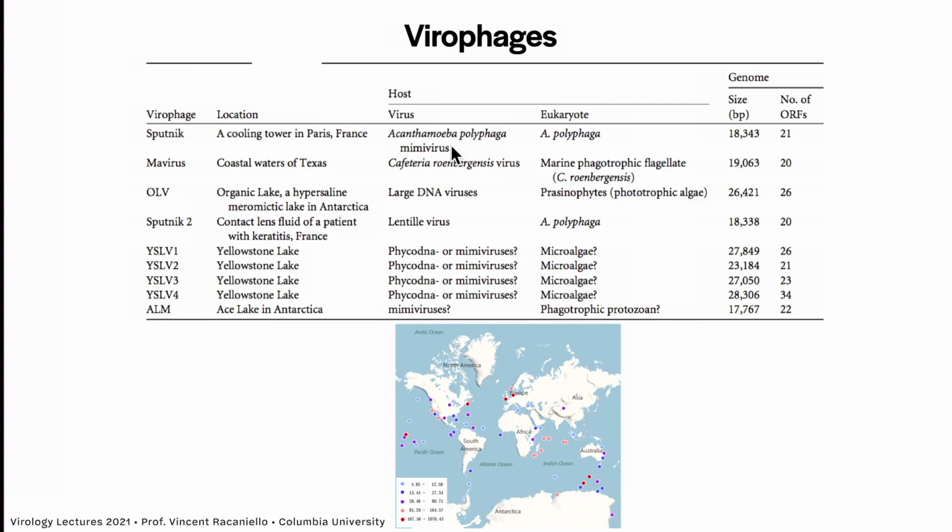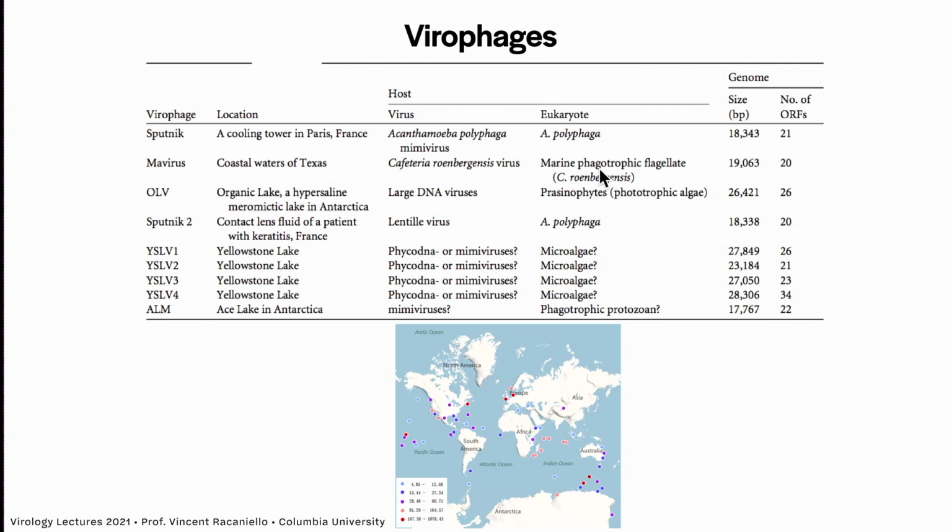So you may remember Mimi virus, the first giant virus discovered, found in a cooling tower in Paris. And so was the Sputnik, which uses Mimi virus as the helper. So that's the size of the Sputnik genome in the open reading frames. And then here are some other virophages. Ma virus from Texas, coastal waters. And this is its helper here, Cafeteria roenbergensis virus.